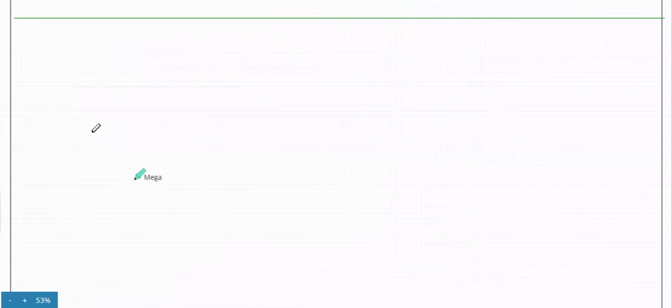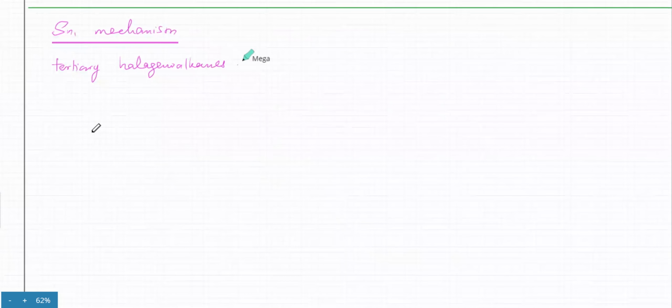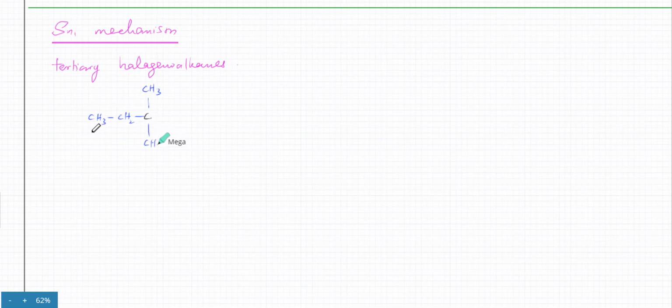Yes. I'm going to talk about the other one now, and that's your SN1 mechanism. Now the SN1 mechanism happens with tertiary halogenoalkanes. So tertiary halogenoalkanes. What's a tertiary halogenoalkane? It's going to be a carbon atom in the middle, and on all sides there would be carbon chains. There's going to be a carbon chain over here, a carbon chain on this side, let's say CH3, CH2, and there might be a carbon chain on this side as well. And you have a Cl. So that's a tertiary halogenoalkane.